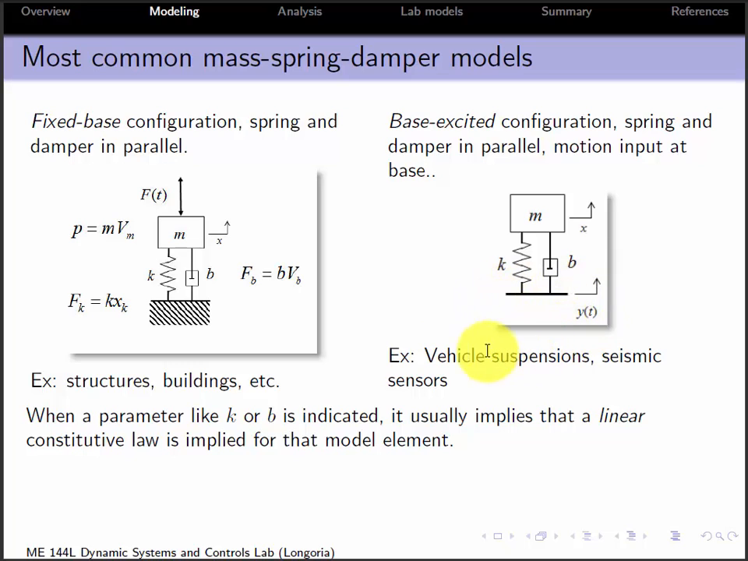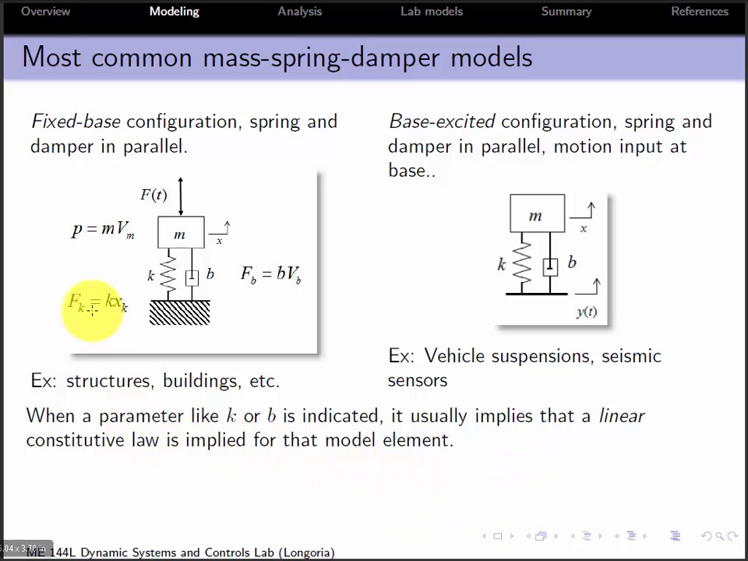This is a model that you might use for, say, modeling the vehicle suspension. The base here, you would have a model of that moving over the ground. Also, most seismic sensors, which an accelerometer is one class of, this is a model for different types of seismic sensors, whether they're made for measuring velocity or acceleration, which is the case for accelerometers.